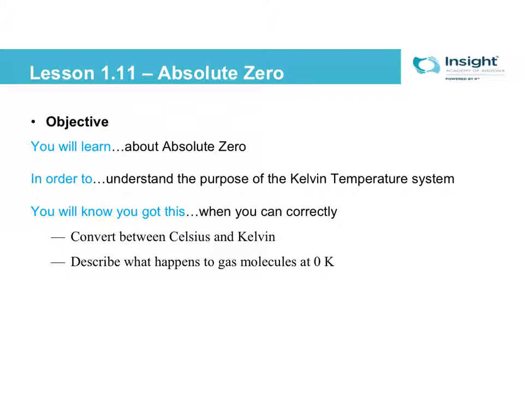All right, finally getting into Kelvin and absolute zero, lesson 1.11. Absolute zero is the reason why we have the Kelvin system. You're going to learn how to convert between Celsius and Kelvin, and you're going to be able to describe what happens at absolute zero.